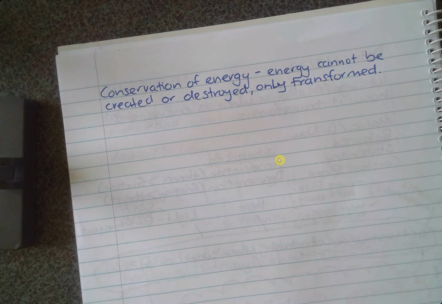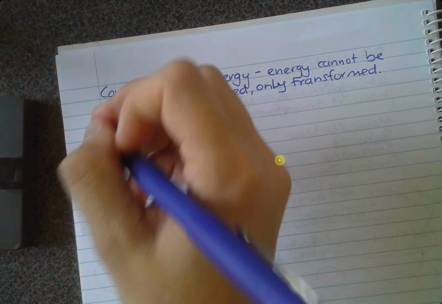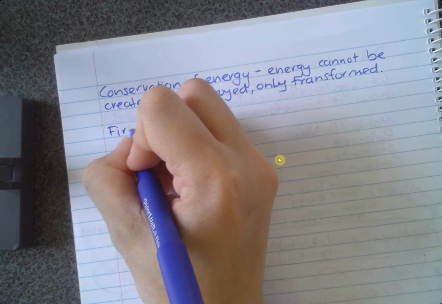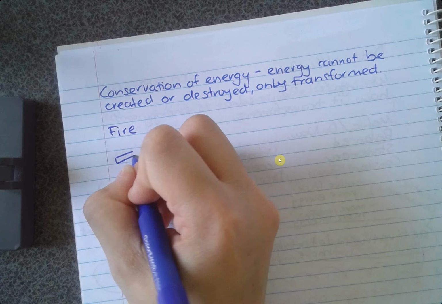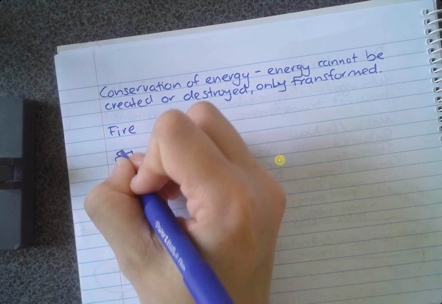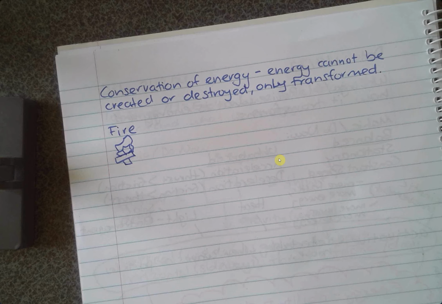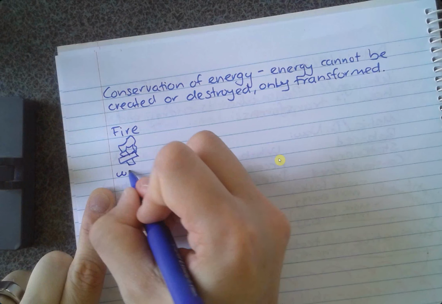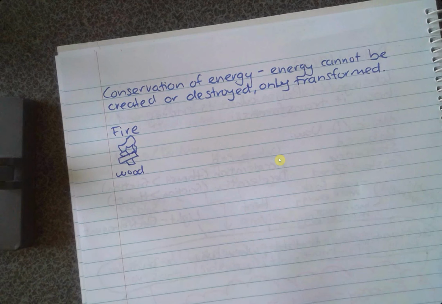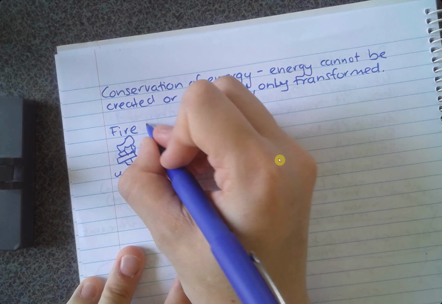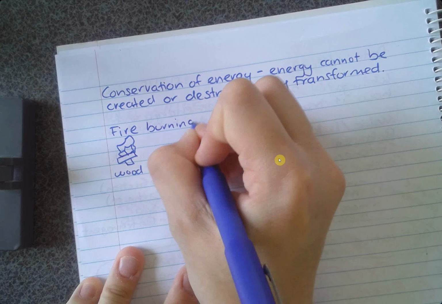So, let's think of some examples. You guys were thinking about that fire, right? If I was thinking about a fire, and we have our wood, and then that wood's burning, what's the energy starting as, if we're thinking about the wood? What type of energy would wood be? Do you know? Out of our list? Is it chemical? It's a chemical. So as fire burning, we would have chemical energy.